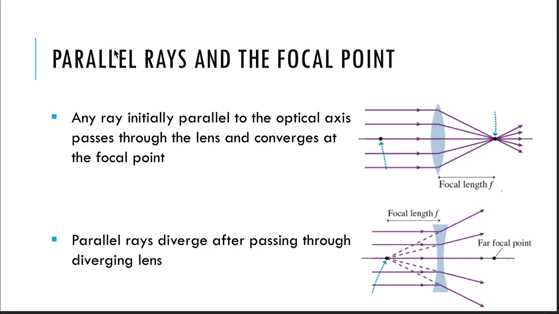So this picture shows us the same thing again about the focal points. When your rays are parallel, they're going to converge through the focal point on the other side. If you have a diverging lens, when the rays are parallel, they're going to diverge. But if you trace them back, then it's as though they diverged from that focal point.